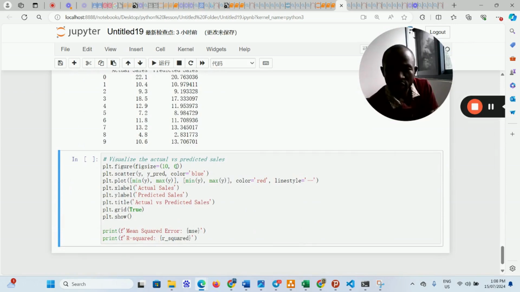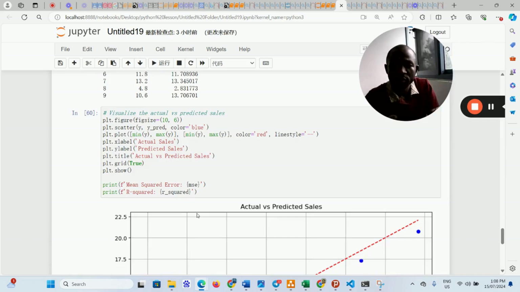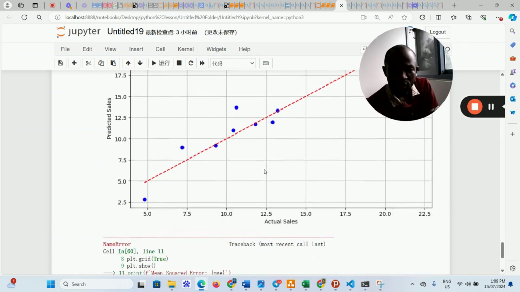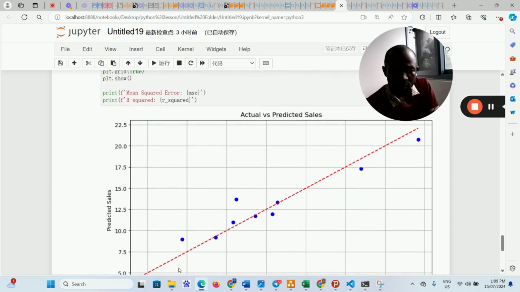Now we visualize the actual versus the predicted sale. We wanted to see it on the diagram. Okay. So we run it. At this point now, this is the predicted sale and this is the actual sale. Are we there? It's obviously showing that it is having a good line of fit. So at this point, when they correlate on this line, as I'm moving along the points of this line, it's showing that there's a good fit.